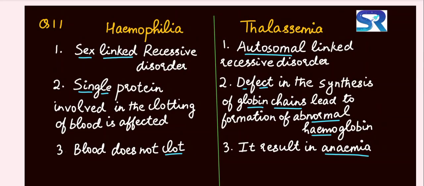Question 11. First one, sex-linked recessive disorder. Second, a single protein involved in the clotting of blood is affected. Third, blood does not clot. Autosomal linked recessive disorder. Defect in the synthesis of globin chain leads to formation of abnormal hemoglobin. It results in anemia.